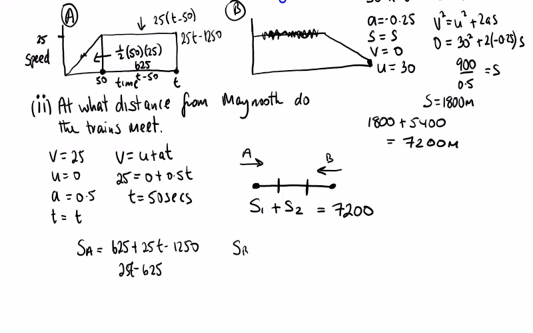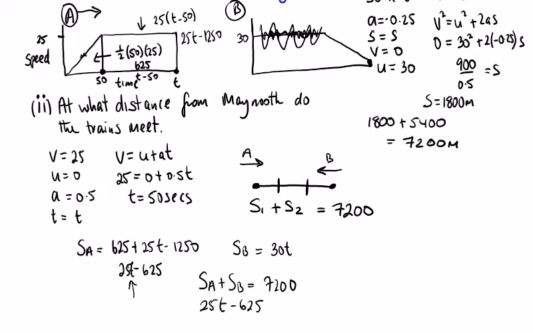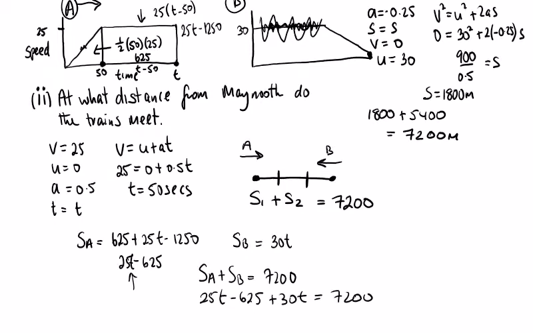And the distance for B, if they're going to cross over, we said at this point that this is going constantly at 30. So the distance for B is 30t. So SA plus SB has to be equal to 7,200. So this will allow me to find the time. And then we can just put t in here and we'll get the distance from Minute, because it's going in this direction from A. So 25t minus 625 plus 30t equals 7,200.